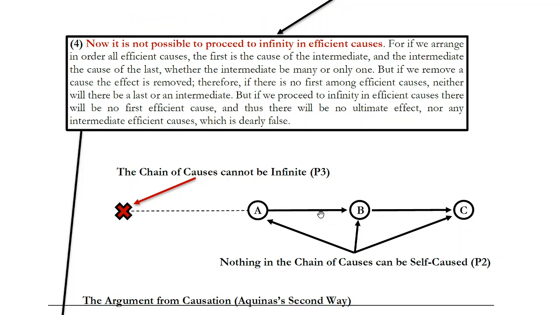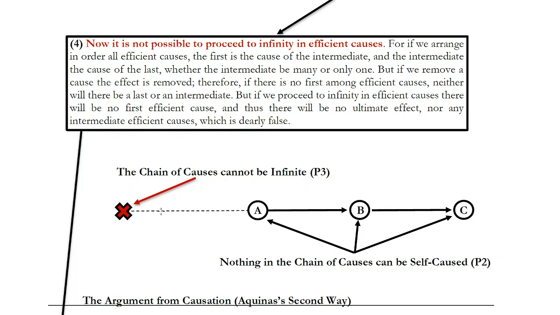So in my chart here I have A causes B, which causes C, and we only go back to A, but why couldn't it just be the case that A was caused by something else, which was caused by something else, which was caused by something else, on and on forever? Why can't the universe fundamentally be infinite?